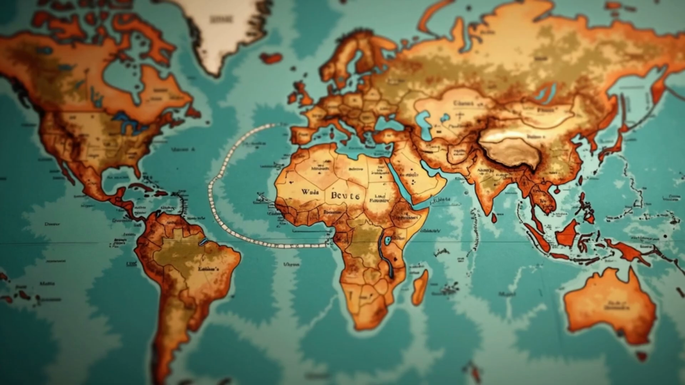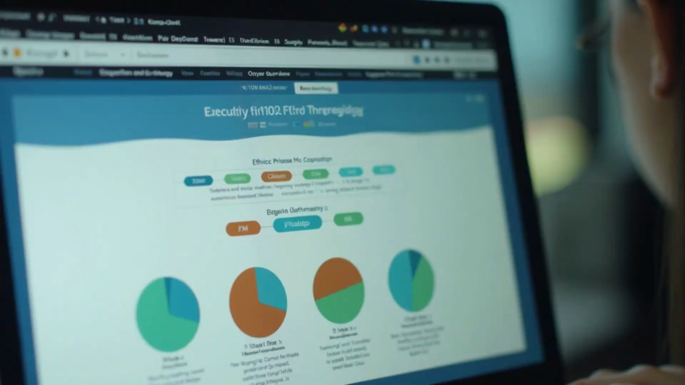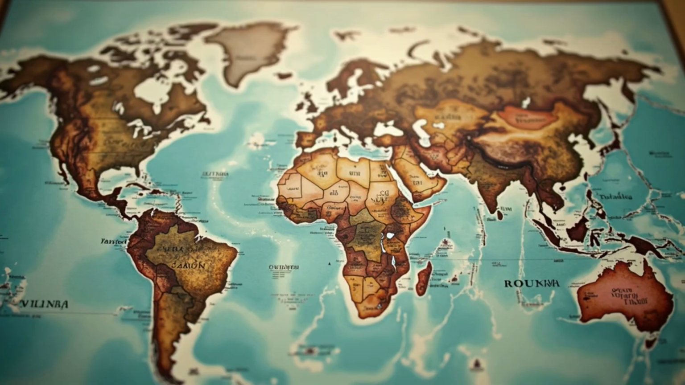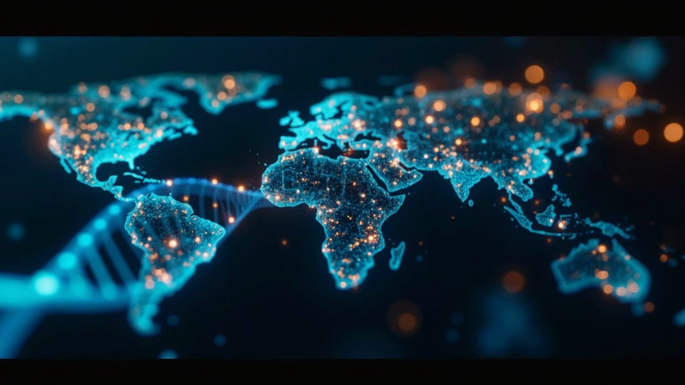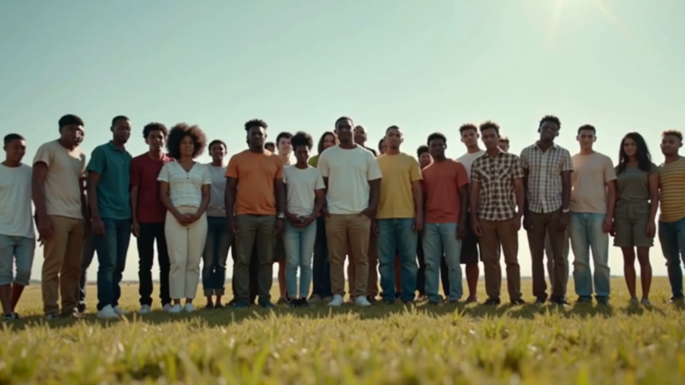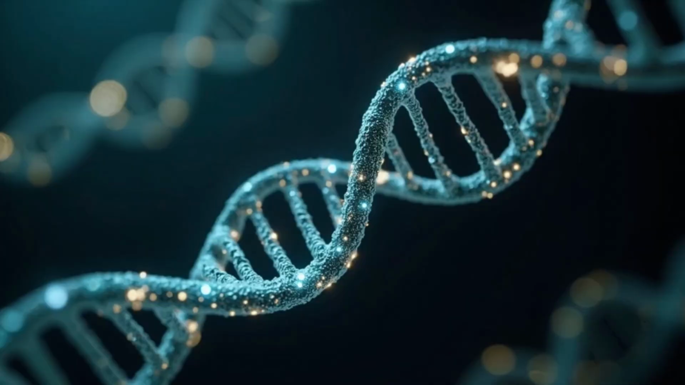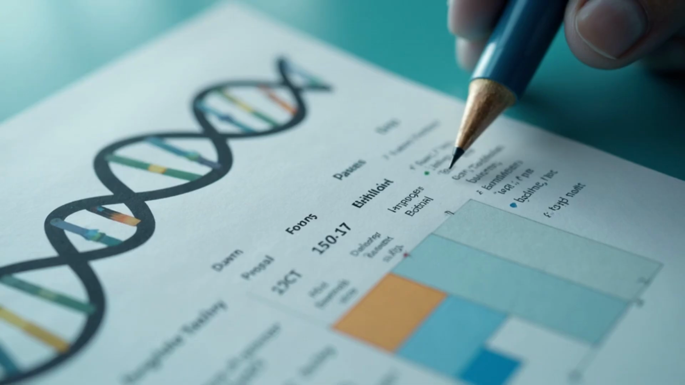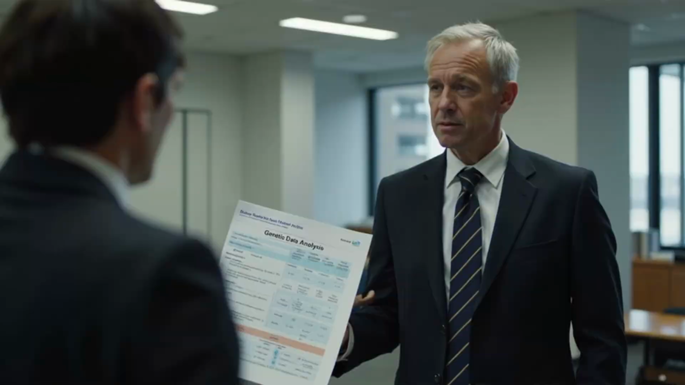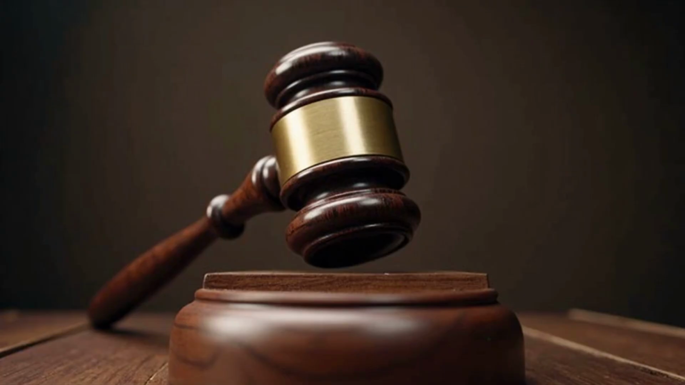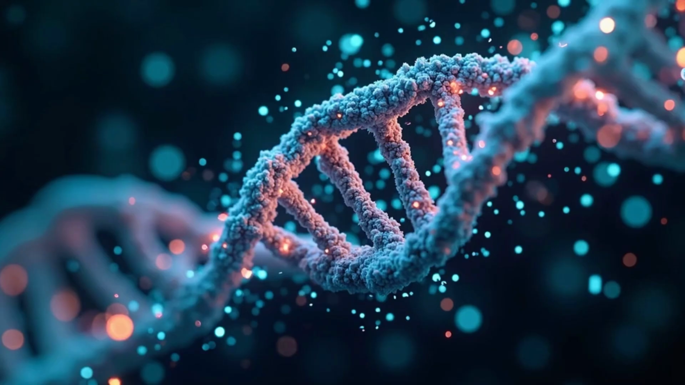5. Tracing human origins and migration. DNA research has helped trace human ancestry and migration patterns across the globe. Services like 23andMe allow individuals to explore their ethnic and historical roots. Psychological and social impacts: learning about one's genetic makeup can influence how people approach their health and lifestyle. However, it also raises ethical concerns, such as genetic discrimination or misuse of genetic data.